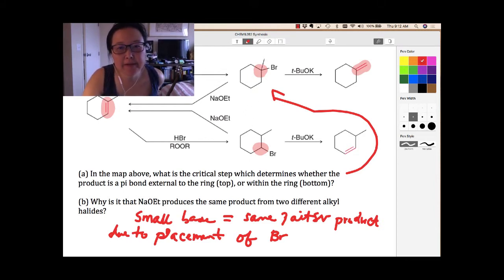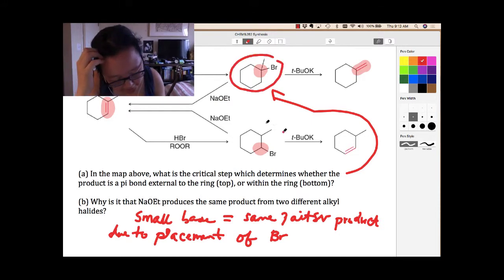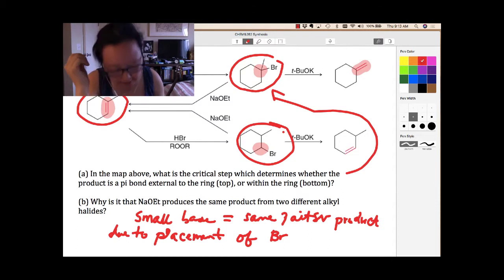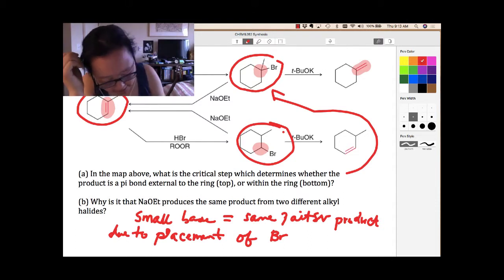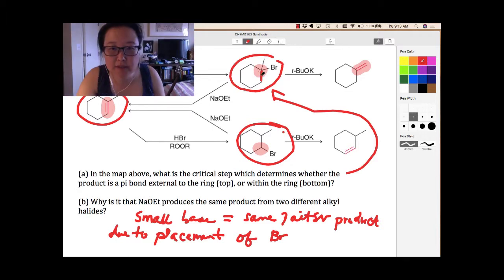What are we talking about here? So we're talking about this part here. So with these two bases here, you have two different alkyl halides and they're forming the same alkene. And that's because this is a small base that makes the Zaitsev product, right? So that's the more substituted one.